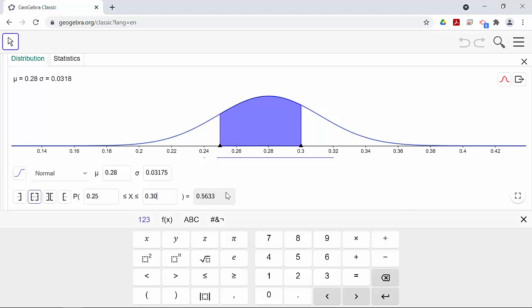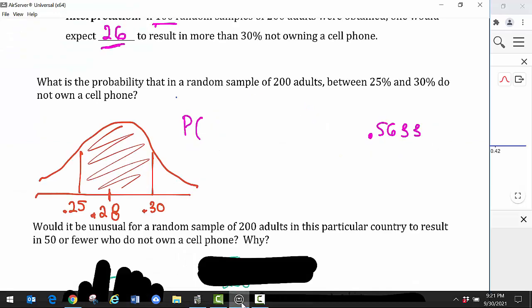If it's not, you might get something different. Notice that sometimes it's picky. But we are going to say the answer to that is 0.5633. And so the probability of getting a p-hat between 25% and 30% is about 56 1/3%.